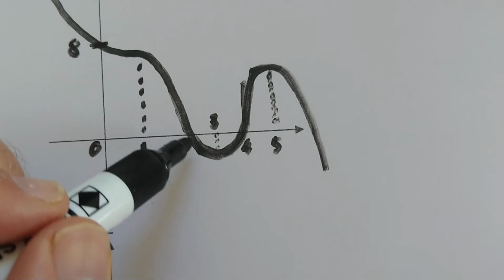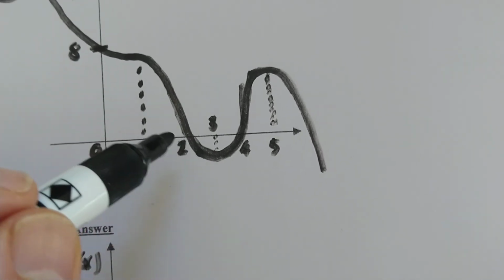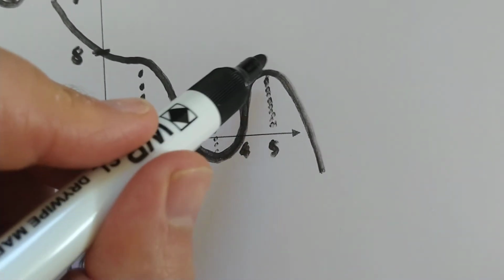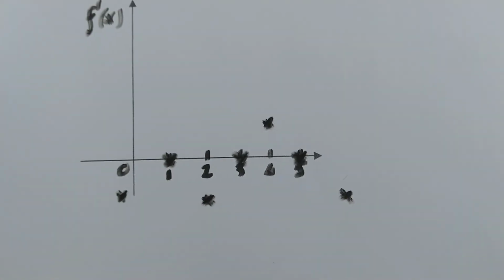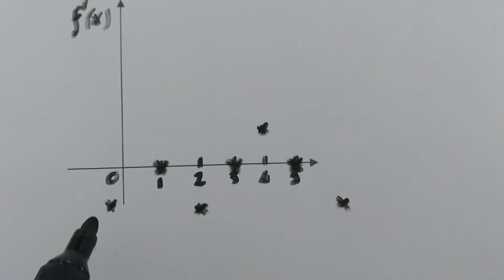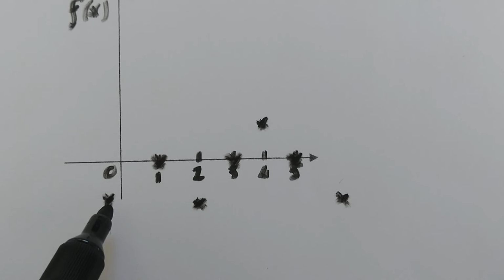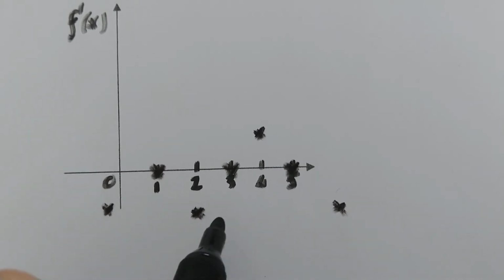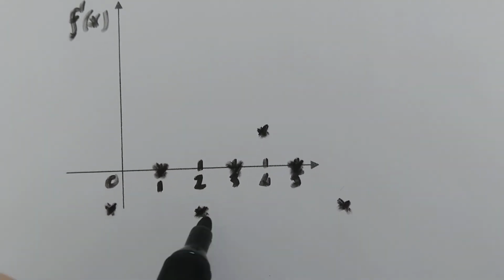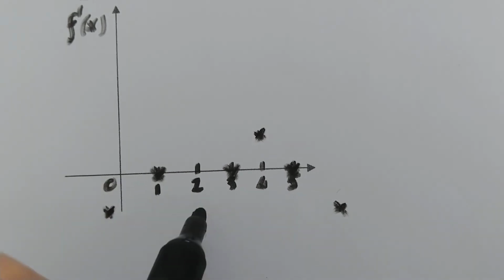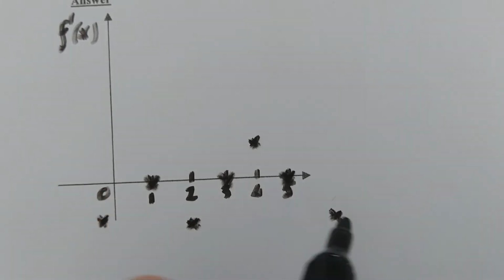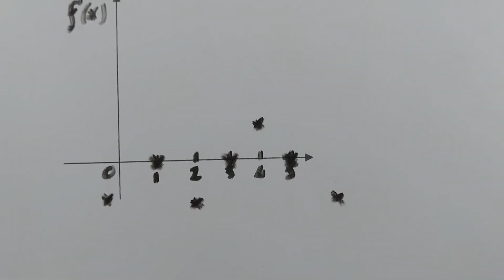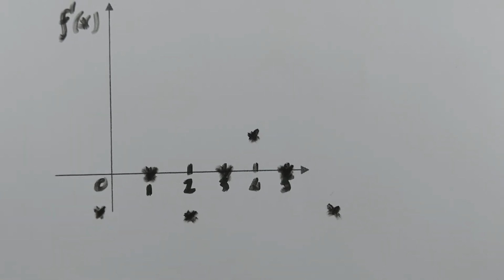Negative, negative again, positive here, negative in the end. I mark the zeros, I mark negative, just a negative value, no particular value except it's below, and above, and then below. And finally, draw a smooth curve through them all.